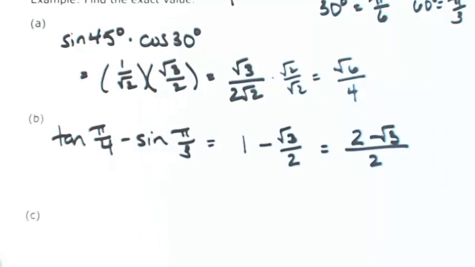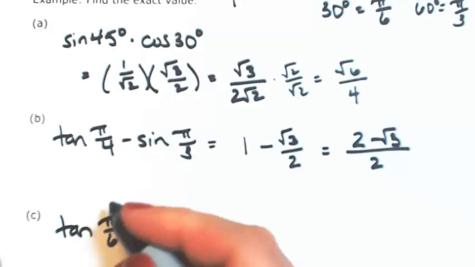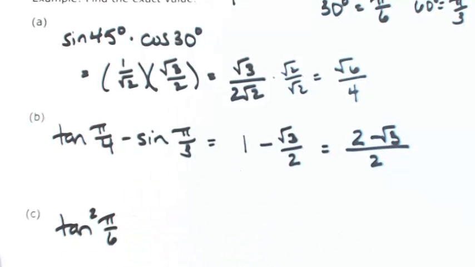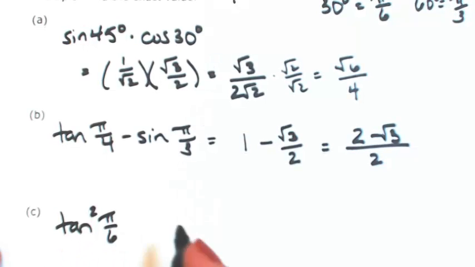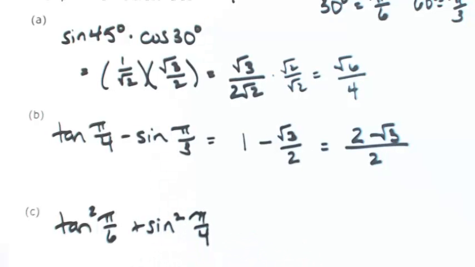Let's do one more. Let's do radians again. Let's say we have the tangent of pi over 6, and let's say we're going to square that. Again, I put the square in between so that you're not squaring the angle, you're squaring the tangent of the angle, plus sine squared of pi over 4.